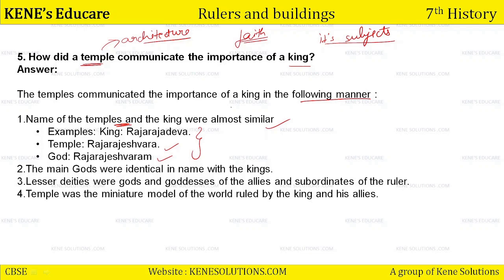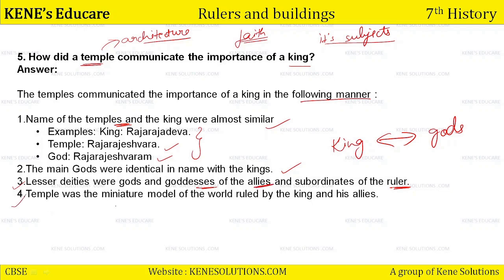The main gods were identical in name with the king. जितने भी main gods होते थे ना, the main basically the gods in which a lot of people had faith in, all those gods were identical in name with the kings. That means the name of the kings were kept along with the name of God. Then lesser deities were gods and goddesses of the allies and subordinates of the ruler. The subordinates and ruler के with link to that, the gods and goddesses of the allies were less.